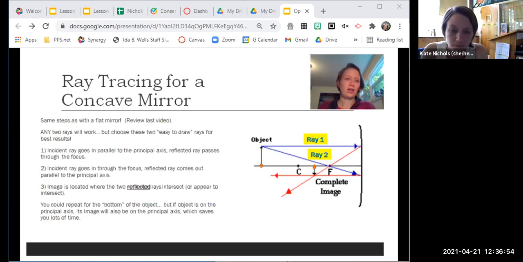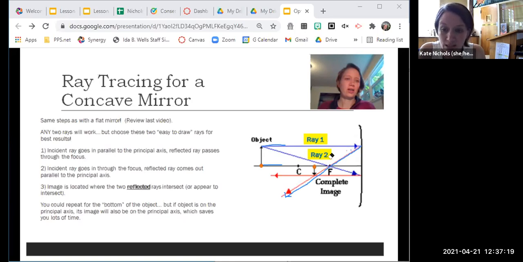So the first ray is the ray that goes in parallel to the principal axis, right? So that's that ray right there. And by definition, on our mirrors, every ray that goes in parallel reflects through the focus. So that one's pretty easy. It's going to reflect back through the focus. You'll notice this mirror is clearly not drawn to scale, because if you tried to draw a normal line here, it is not at all following the law of reflection.